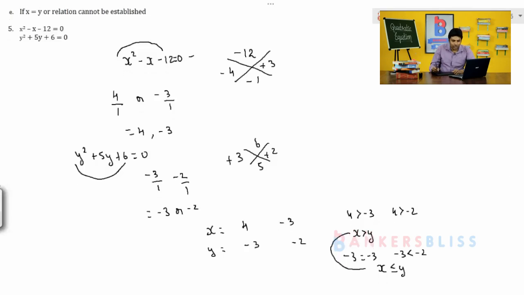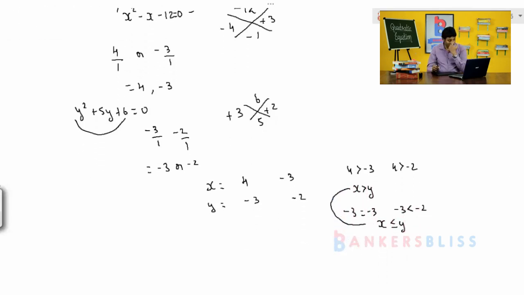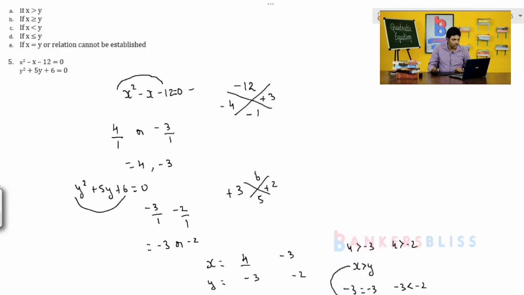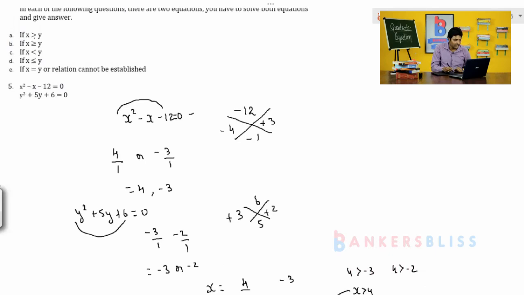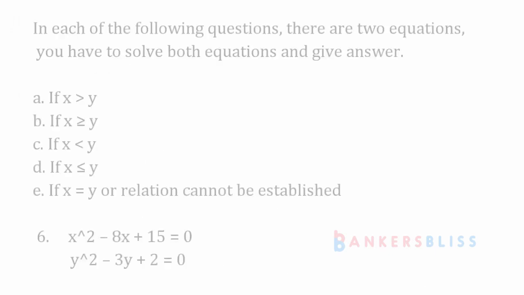x is greater than y and x is lesser than or equal to y. You cannot club both the two because 4 is greater and you have to consider the greater part. Therefore, x is greater than y and minus 3 is equal to minus 3, x is equal to y, therefore x is greater than or equal to y. Therefore, option B is your right answer.